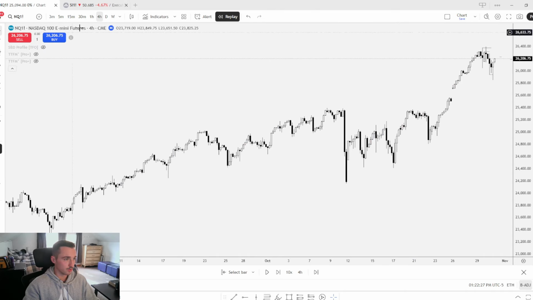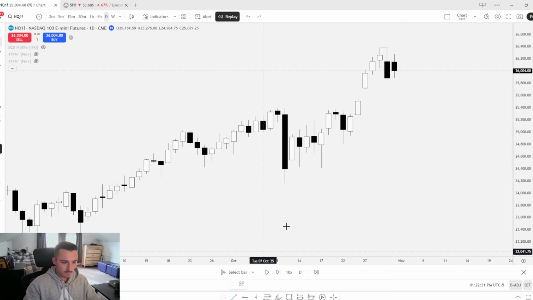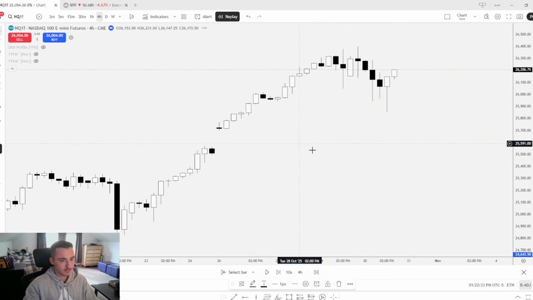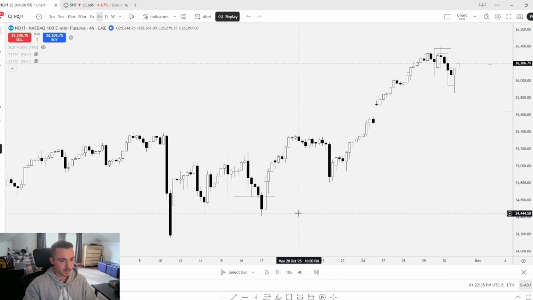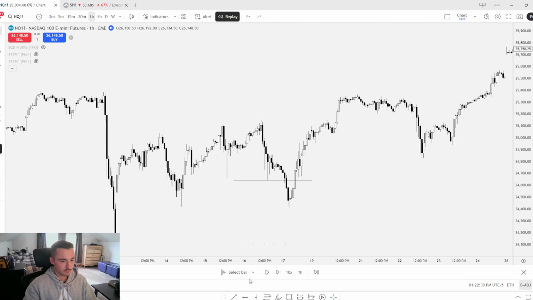We can go to the daily here. We have this low taken. Head down to the 4 hour so you can trade intraday. Ooh, 4 hour does not print a reversal candle. However, the hourly does. We sweep out this low, print a reversal candle, and expand higher. Right? This is really, really simple stuff.